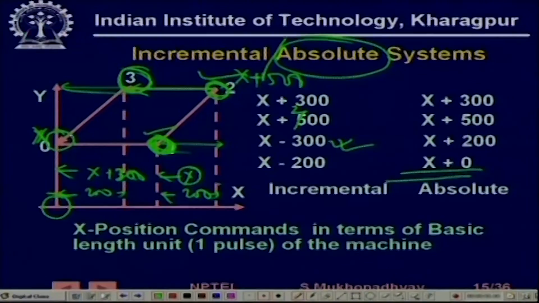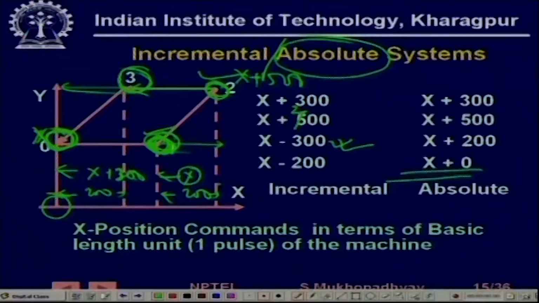Now, why is the absolute system preferred? Because suppose you are trying to drill holes at these locations. Even if this location is in error, the next location will not be if it is an absolute system. But if it is an incremental system and at one point the geometric coordinates are not the same, there is a high chance that all other geometric coordinates will also get affected.